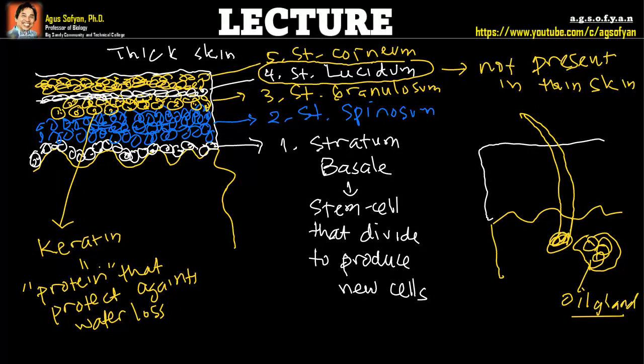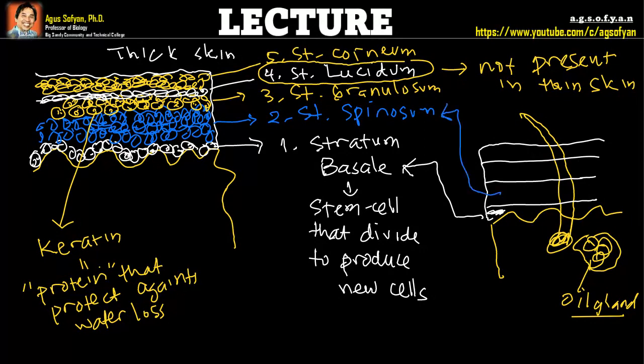So for the thin skin, there are only 4 layers. Okay, so the stratum basale, and then stratum spinosum, stratum granulosum, and finally the stratum corneum. There is no stratum lucidum in the thin skin.